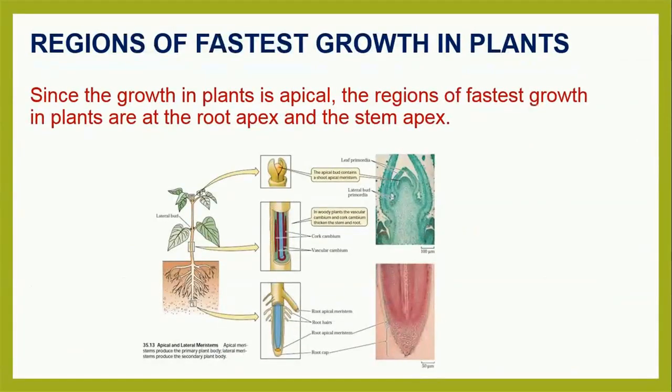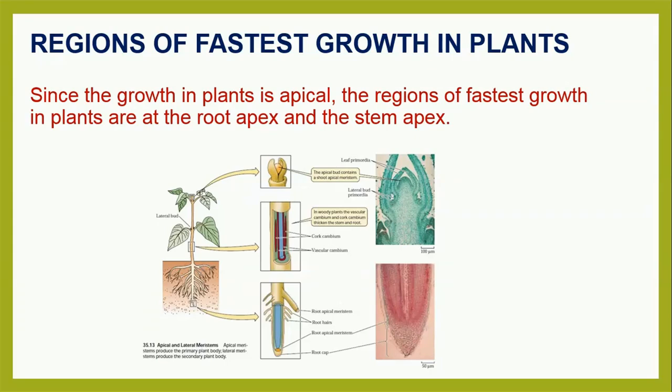Okay, let's look at the regions of fastest growth in plants. We'll be talking more on animals, so we want to talk about plants now. Now since the growth in plants is apical, remember it takes place at the tip of either the root or the stem. So the regions of fastest growth in plants are the root apex or tip and the stem apex or tip. Okay, now looking at the image here, let's go down.